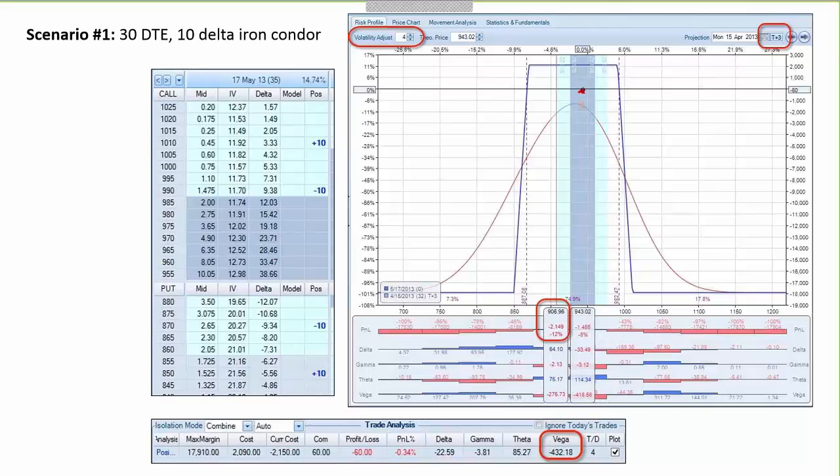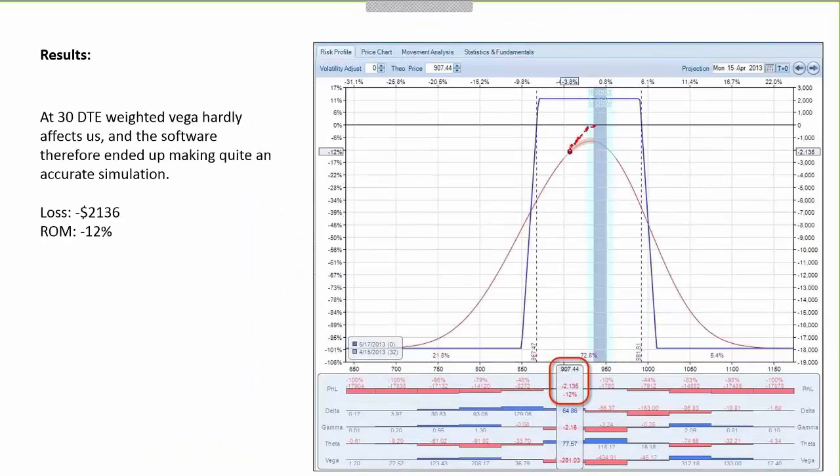So let's look at what reality is like. That's reality. Pretty accurate, right? Doesn't that contradict what I was alluding to before? That for iron condors, weighted Vega is still relevant? Well, it is relevant only if you're further out in time. If you're at roughly 30 days or less, weighted Vega in a single expiration, you don't need to know squat about weighted Vega, right? It's almost irrelevant. It will not affect you. And you can see here that the software is highly accurate, right? It got it almost bang on, okay?